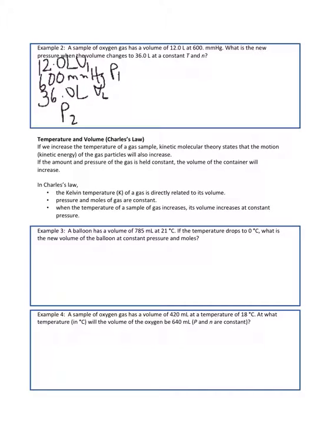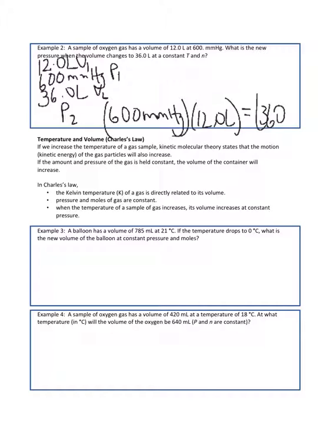So if we place this in our equation, we have 600 mmHg times 12 liters equals 36 liters times P2, which we don't know. So again, if we place this in our calculator, 600 times 12 liters is 7,200, and then we divide by our 36 liters, we get an answer of 200 millimeters of mercury.